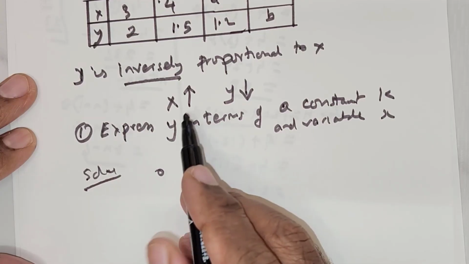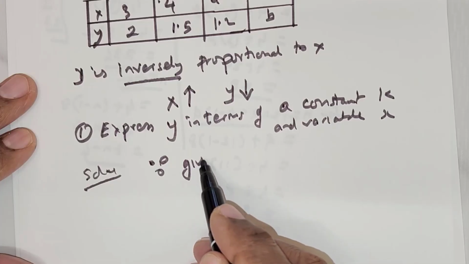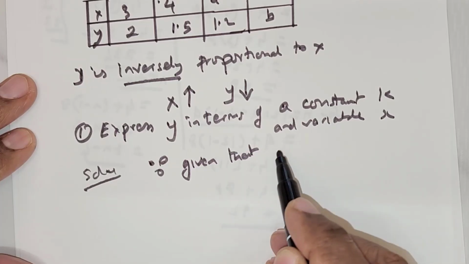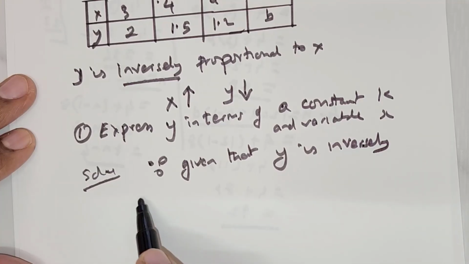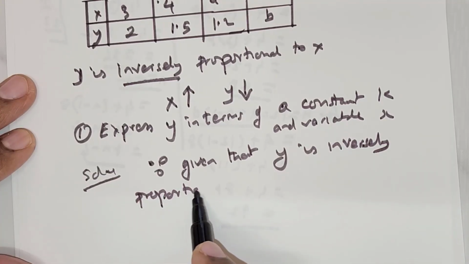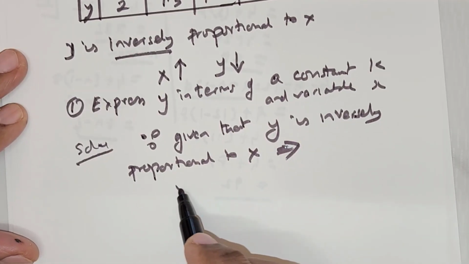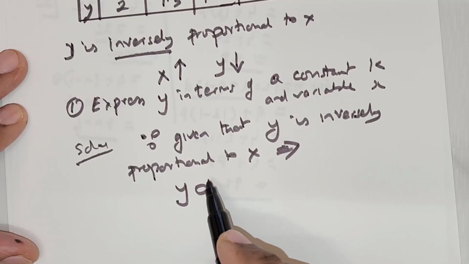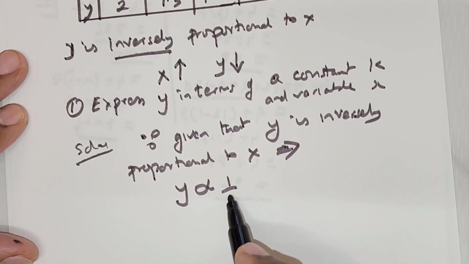I'm going to utilize this fact that y is inversely proportional. I'm going to state it. Since given that y is inversely proportional to x, this means that y is, this is the sign for inversely proportional, y is inversely proportional to 1 over x.